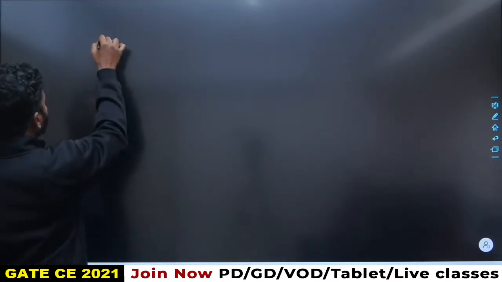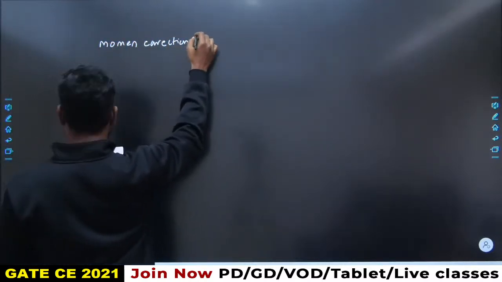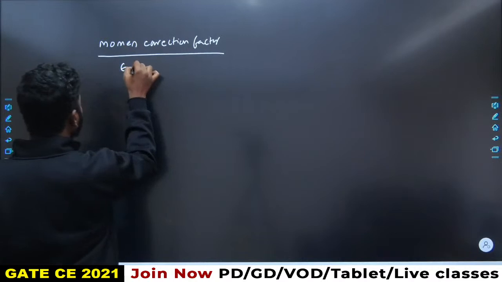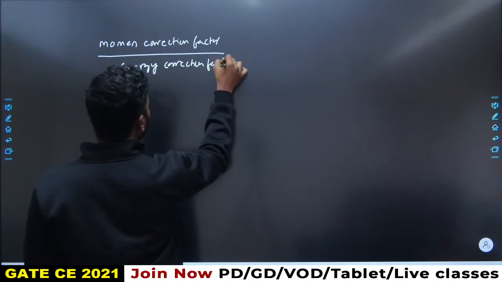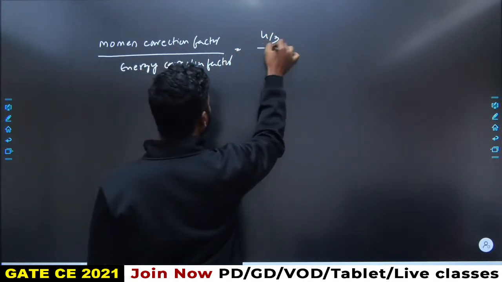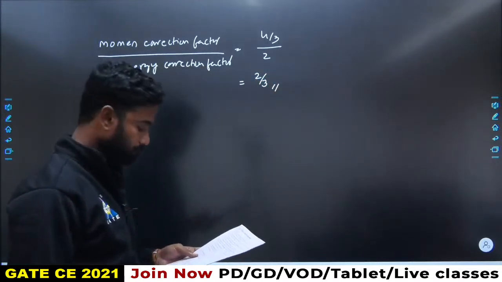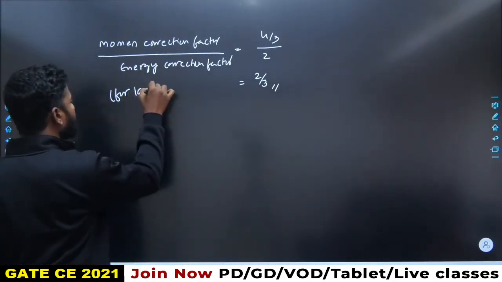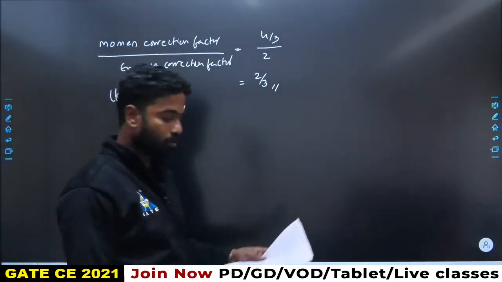The question they have asked is momentum correction factor upon energy correction factor for laminar pipe flow. Momentum correction factor is 4/3, energy correction factor is 2. So the simple answer is 2/3. If you remember, this is for laminar flow. He has not asked for turbulent flow, he has asked for laminar flow. Direct answer for laminar flow is equal to 2/3.